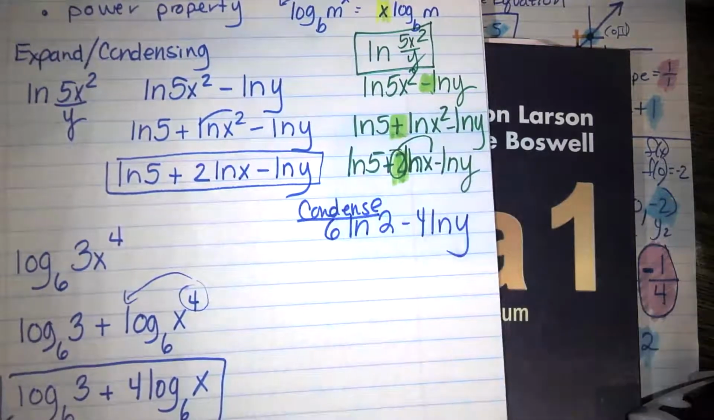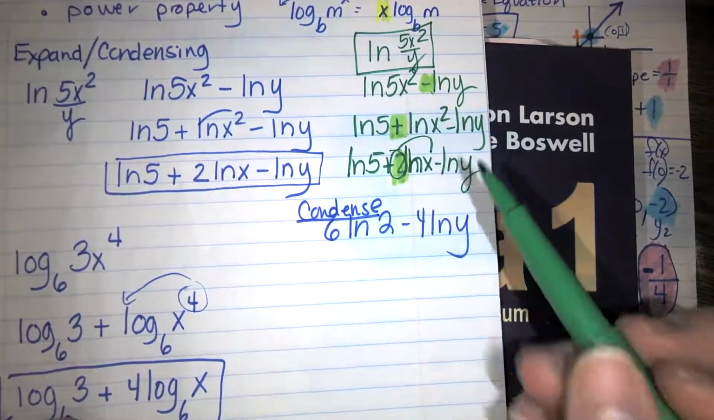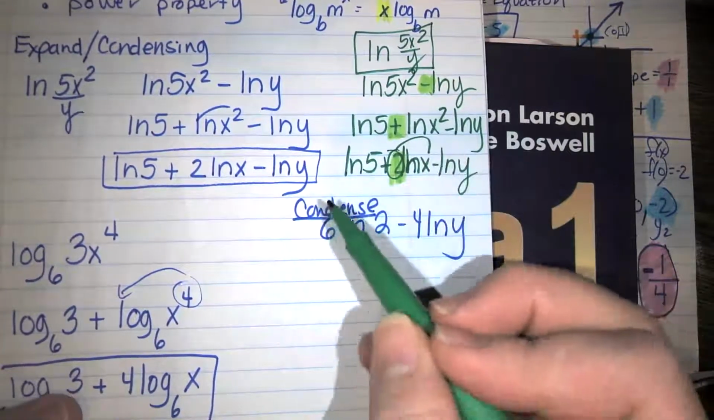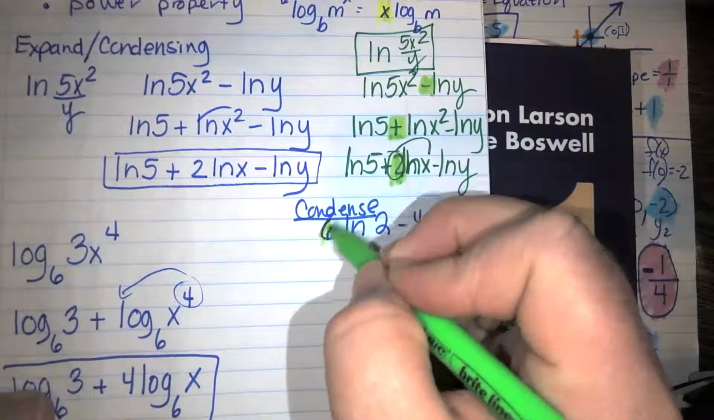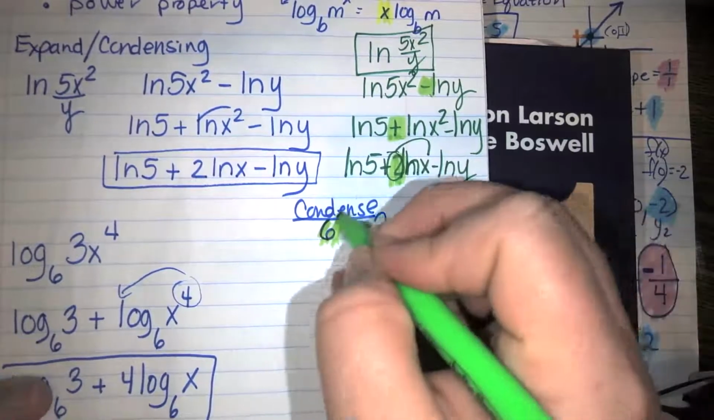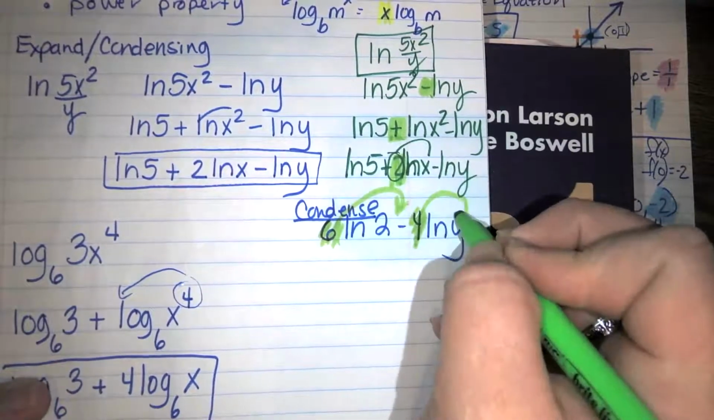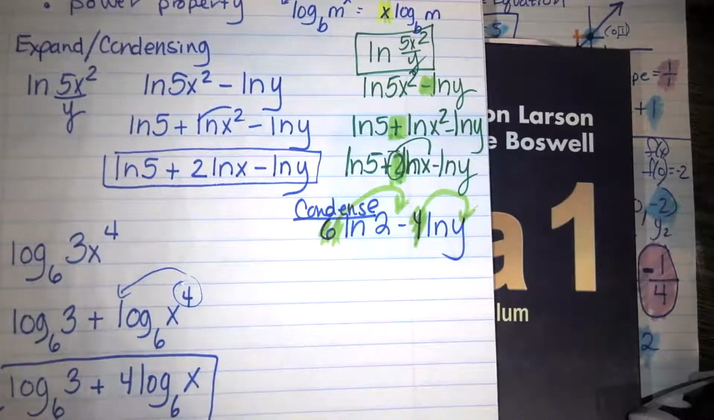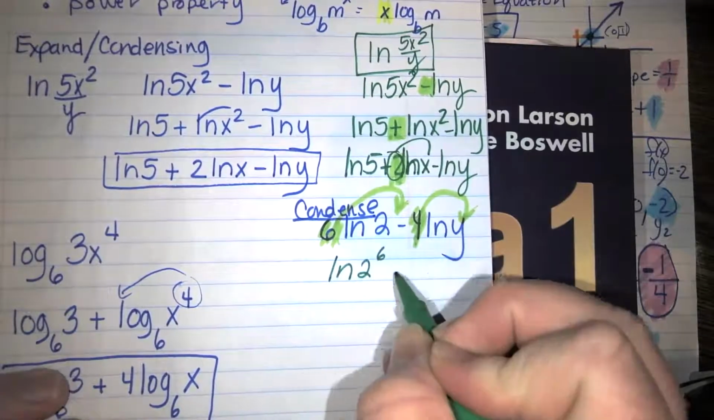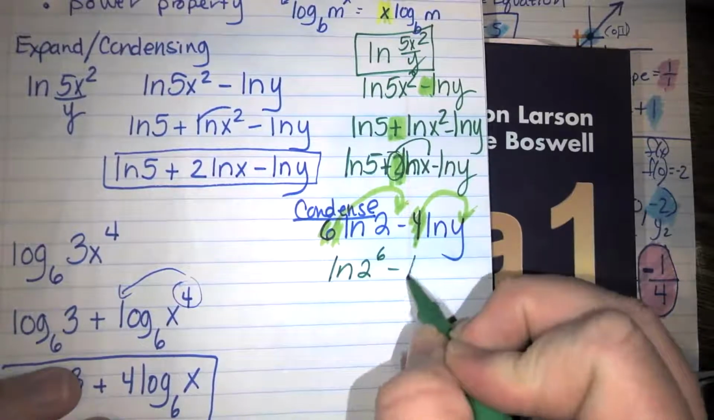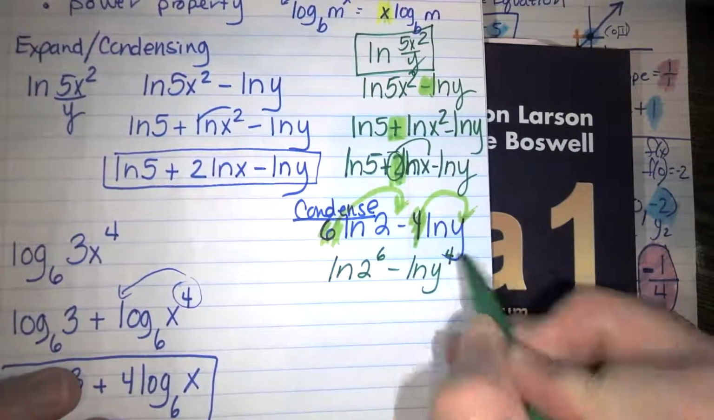Okay, actually I'm going to use green to do that. Okay, so the first thing I do, remember what I did up here, is see these pesky numbers in front, okay? Well, where do those go? Well, those go on here, right? So I can do this at the same time. So I'm going to rewrite this ln 2 to the 6 minus ln y to the 4th.